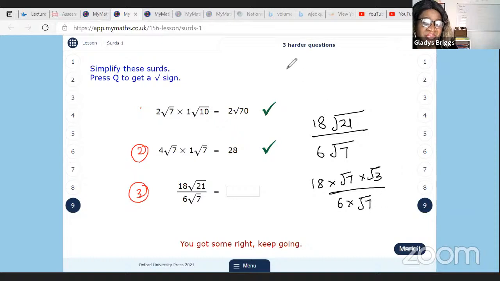I'm going to cancel down the root 7s. And 6 can go into 18 3 times. So the answer is 3 root 3. Well done, guys. 3 root 3, yeah? So the people that were crying the most about this topic are the people that are enjoying it the most.